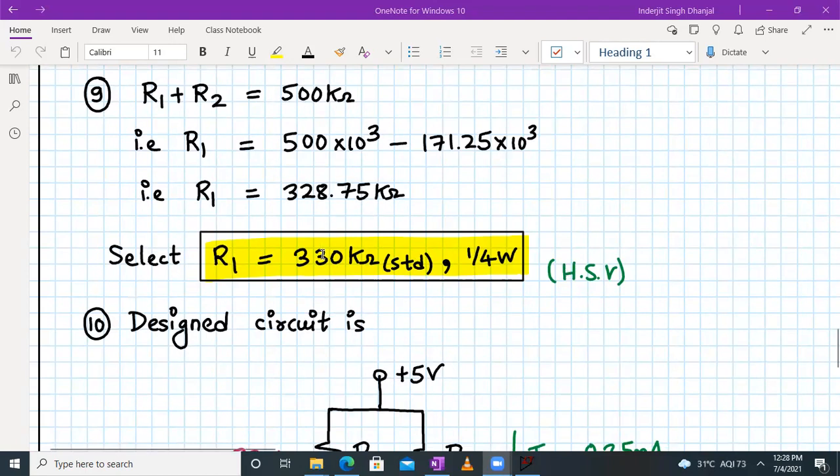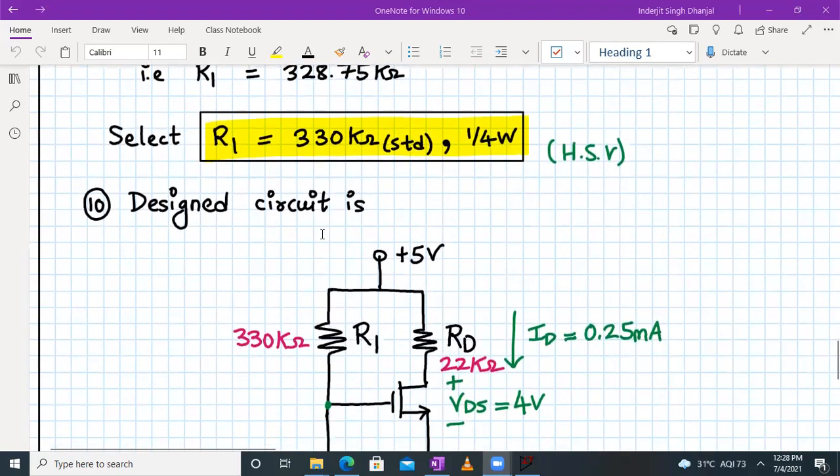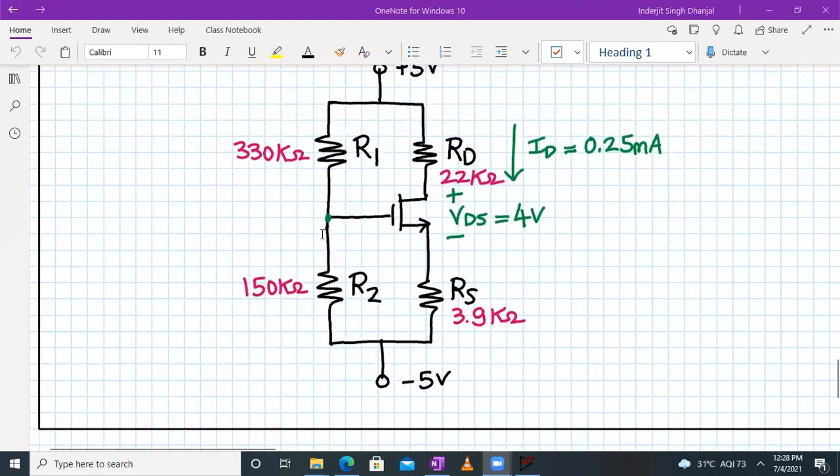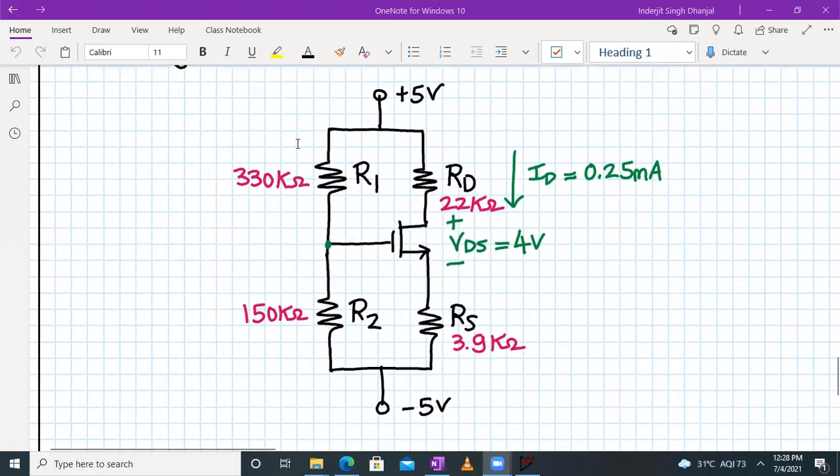So in this way, we have determined the values of R1, R2, and RD. This is my design circuit. R1 value is considered to be 330 kilo ohms, R2 value 150, RD is 22 kilo ohms, and RS comes out to be 3.9 kilo ohms. So in this way, we can complete the design.